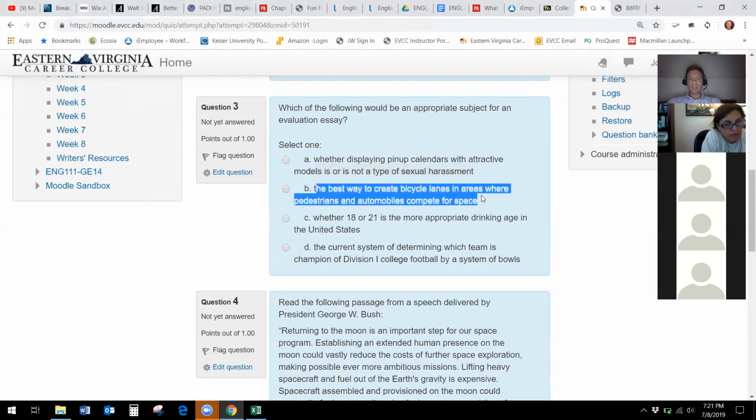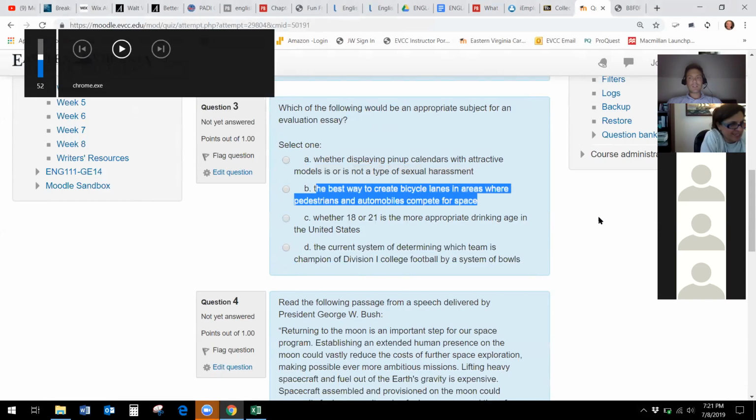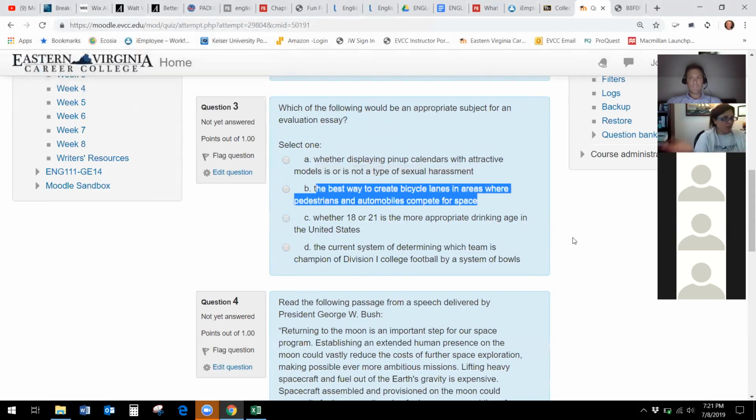Number 2, the best way to create bicycle lanes in an area where pedestrians and automobiles compete for space. What would that be? Wouldn't that be compare and contrast? Bicycles, automobiles? Maybe. Two lanes, maybe? So you're not comparing and contrasting bicycle lanes to pedestrians. You have this problem that you have only one space where there's cars and bikes. And so you need to do what? You have a problem, you need a solution. That's right.